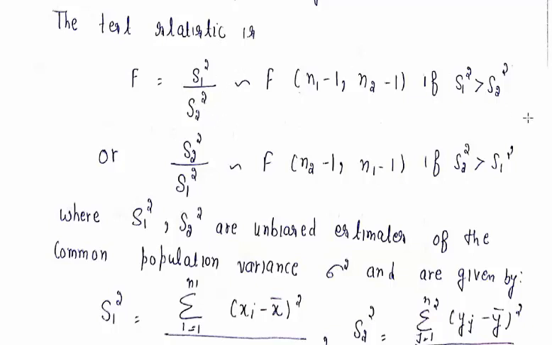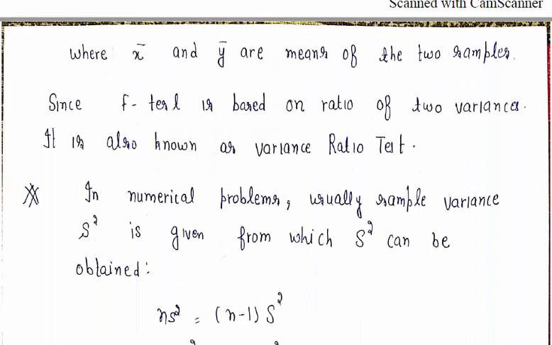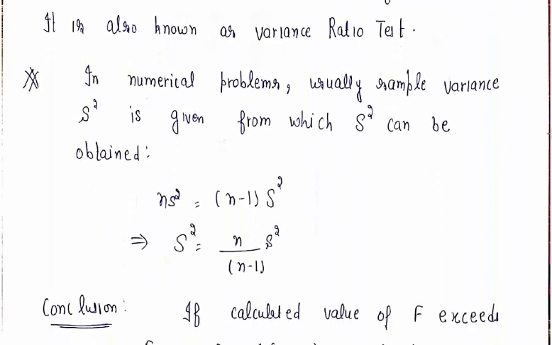So this test is also known as the variance ratio test. Now we discuss one important remark. In numerical problems, usually the sample variance small s square is given, from which we calculate the value of capital S square. In a number of the numericals, the sample variances are given. From these sample variances, we have to find the value of capital S square.